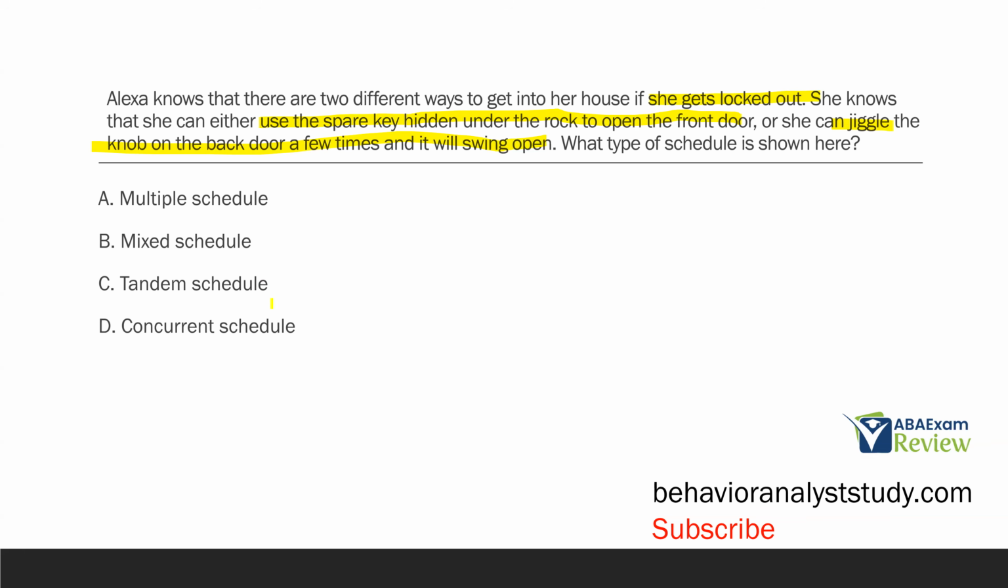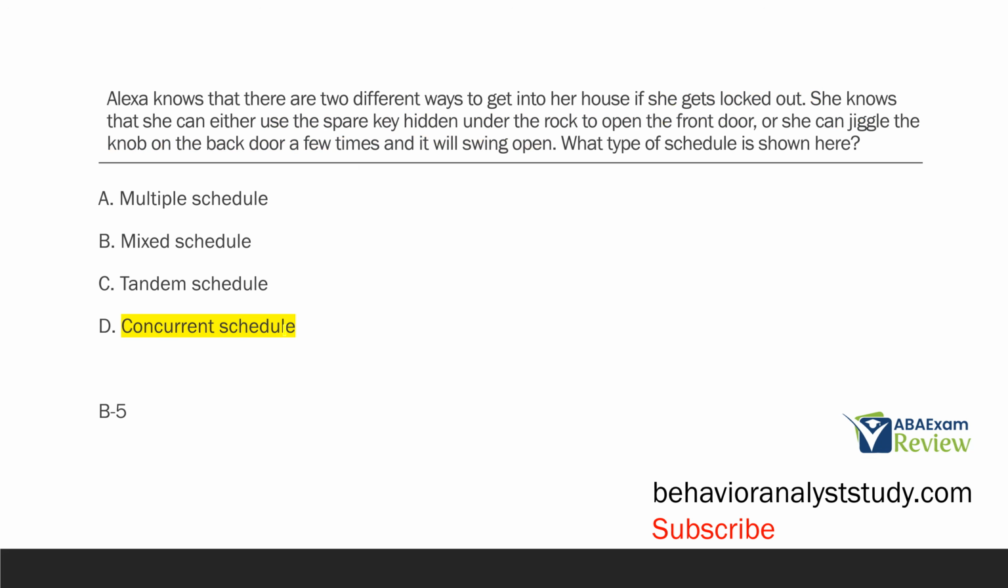A tandem schedule is related to a chain schedule where each schedule leads to the next schedule. Now, what happens here? The spare key doesn't lead to jiggling the knob, and jiggling the knob doesn't lead to the spare key. They're completely separate. So this schedule is a concurrent schedule. They're running concurrently together. Alexa has a choice. It's similar to matching law. The schedule most shown here is concurrent.